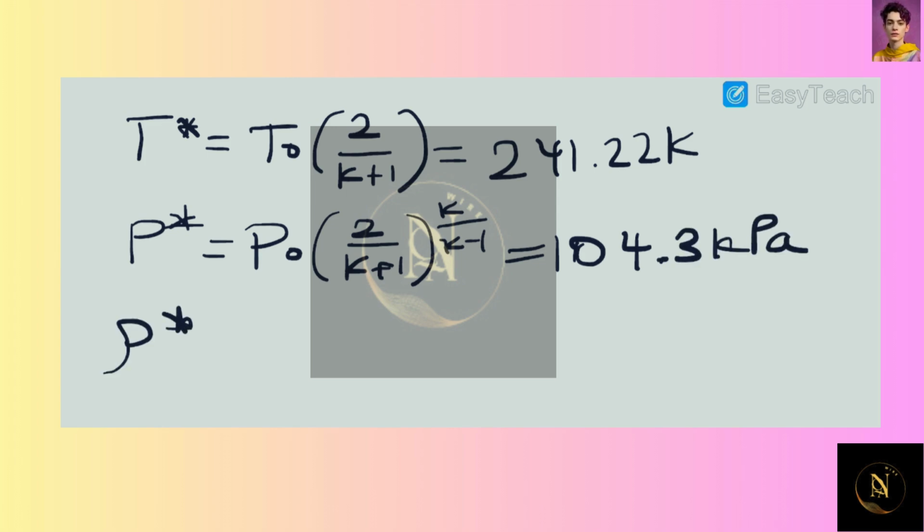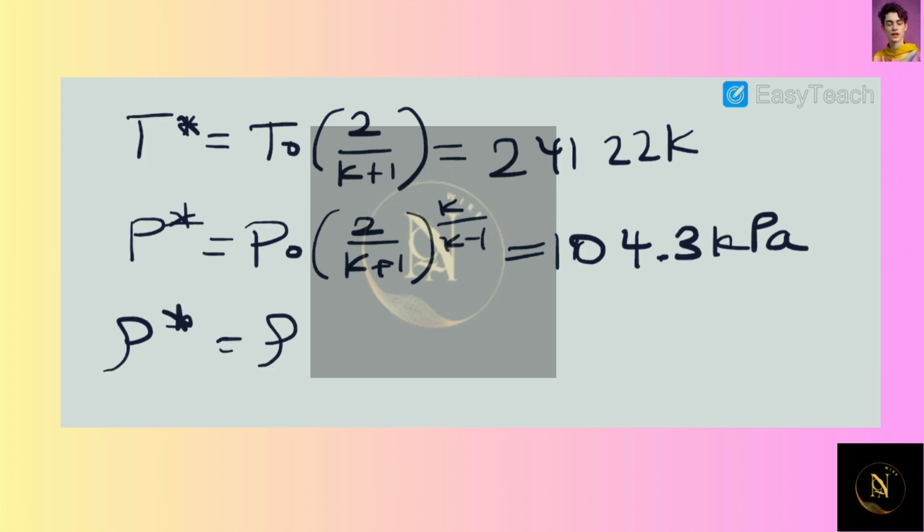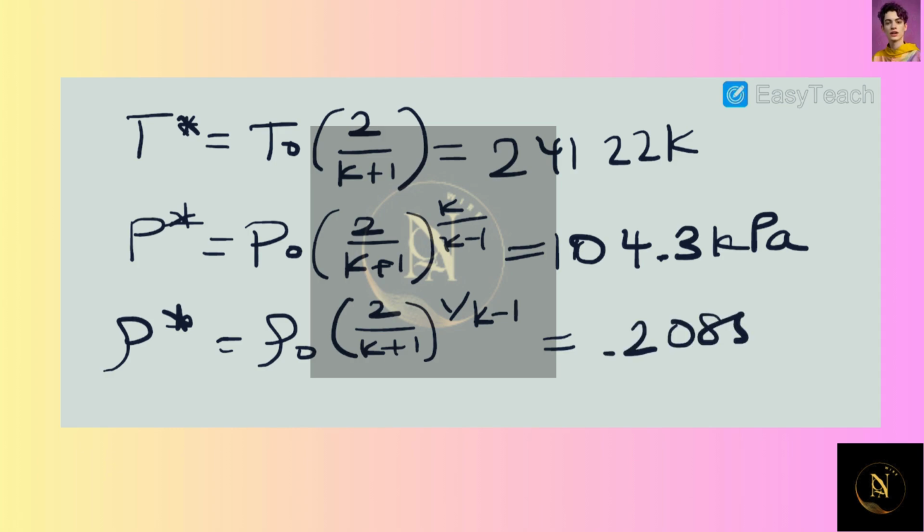And we can say that rho star is equal to rho 0 times 2 over K plus 1 raised to the 1 over K minus 1, and this is equal to 0.2085 kilograms per cubic meter. And these are our final answers and critical properties for helium at the specified flow conditions.